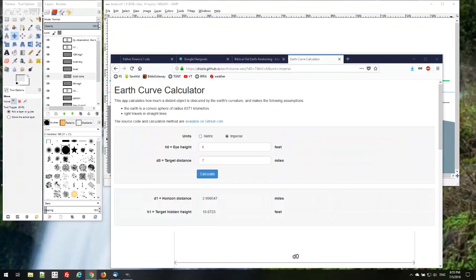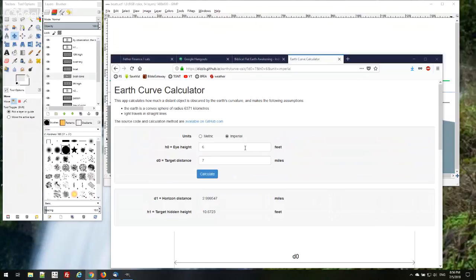I decided that since I have videos challenging standard cosmology on the sun and the moon, I should do one on the Earth. But I don't think this will be too long. I hope not. What I want to do is, I found a randomly selected Earth curve calculator and plugged in some numbers.